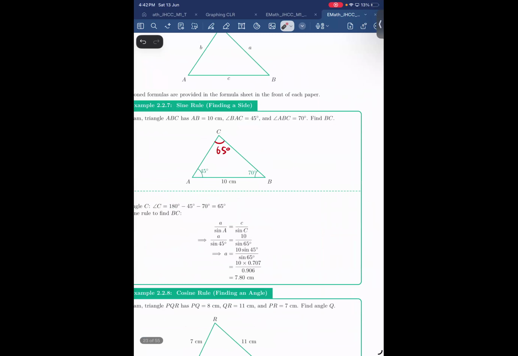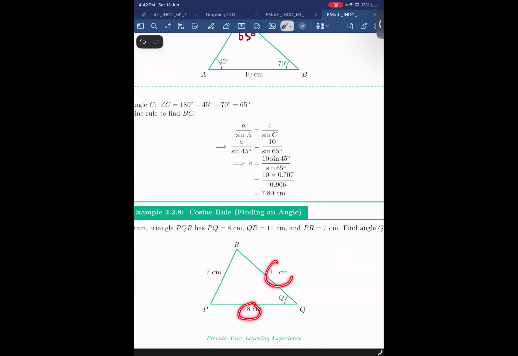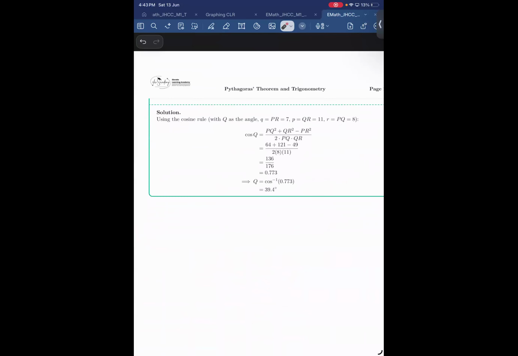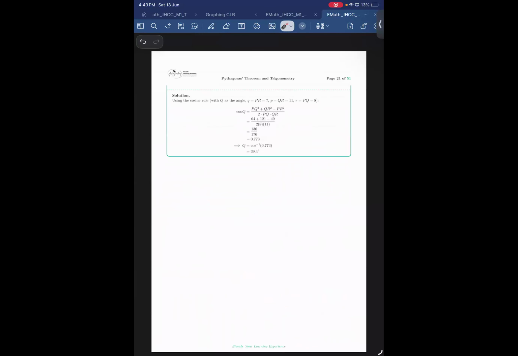So here we use cosine rule. 7 squared equals 8 squared plus 11 squared minus 2 times 8 times 11 times cosine of angle Q. Then you want to find Q, right? So you have to make cosine Q the subject, then you solve for Q. Yep. So that's about it.